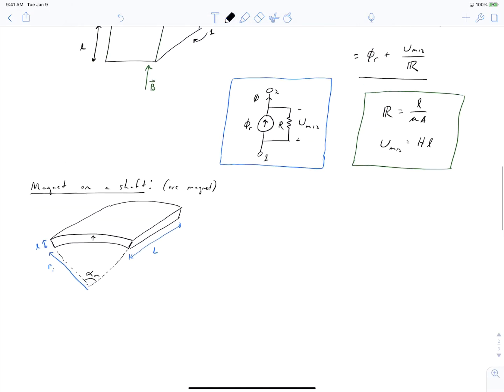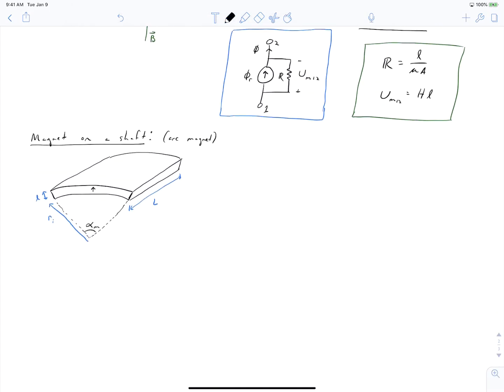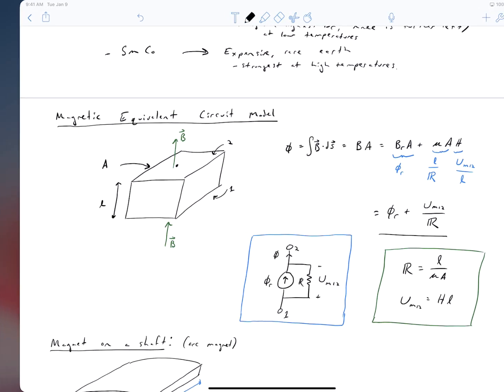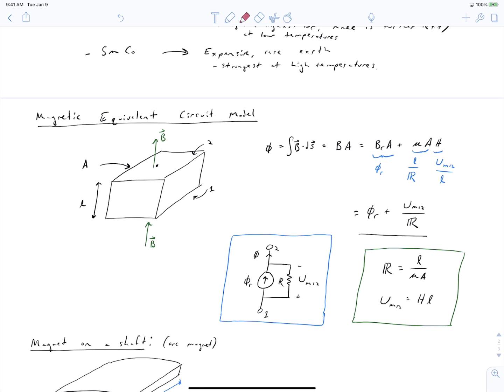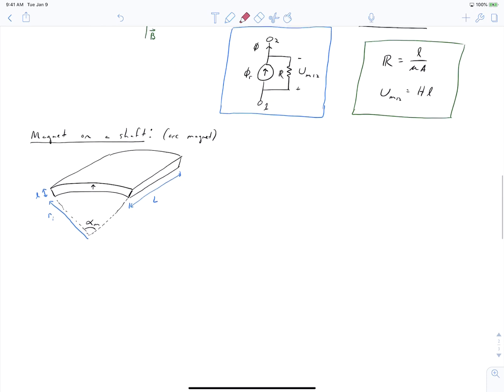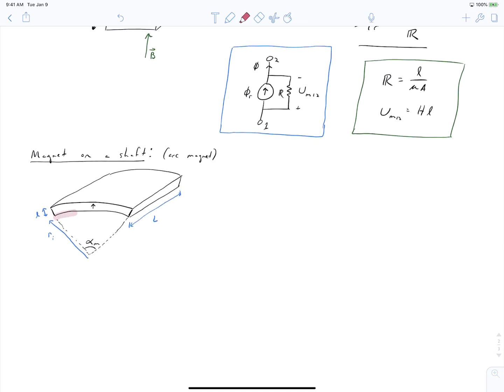So in this case, our magnet does not have a constant cross-sectional area. In our previous example, we said that our magnet had this constant cross-sectional area of A, but now we have a different cross-sectional area at each radius within our magnet. And so what we do is that we can calculate our reluctance using an integral.